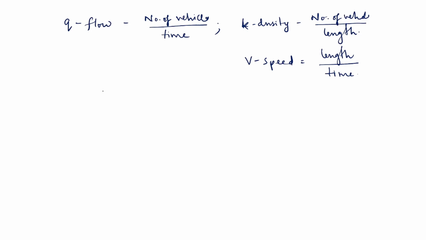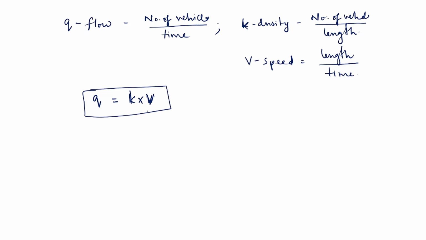So if you observe, Q is nothing but K multiplied by V, density multiplied by speed. Density is the number of vehicles in a particular length. That length should be covered within a time. So automatically those many vehicles are covering that length and passing the end of the length in that particular time. That's how Q is defined as K multiplied by V.